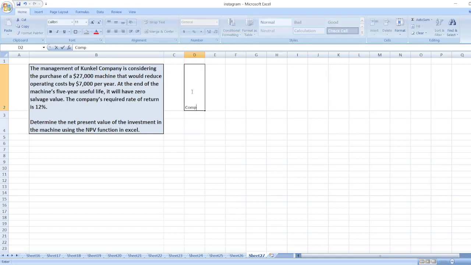So, computation of NPV. Here, year, then cash flows, then PVIF at the rate 12%. Required rate of return is 12%, so present value factor at the rate 12%, and then present value of cash flows.